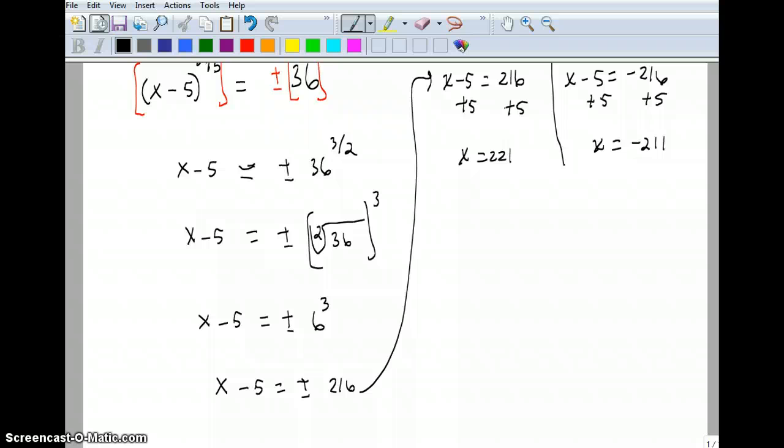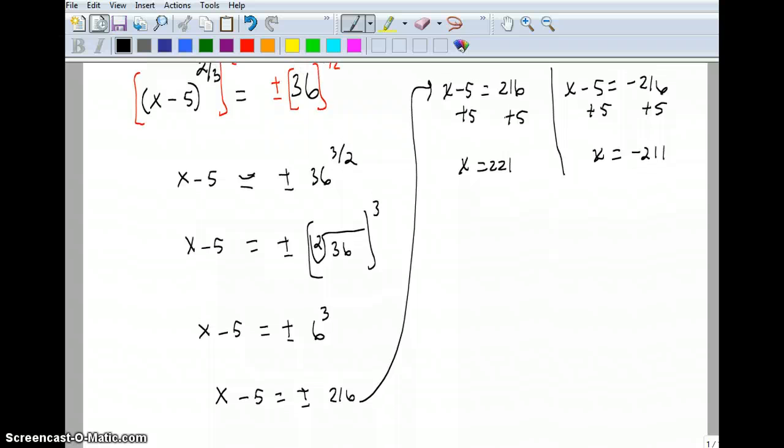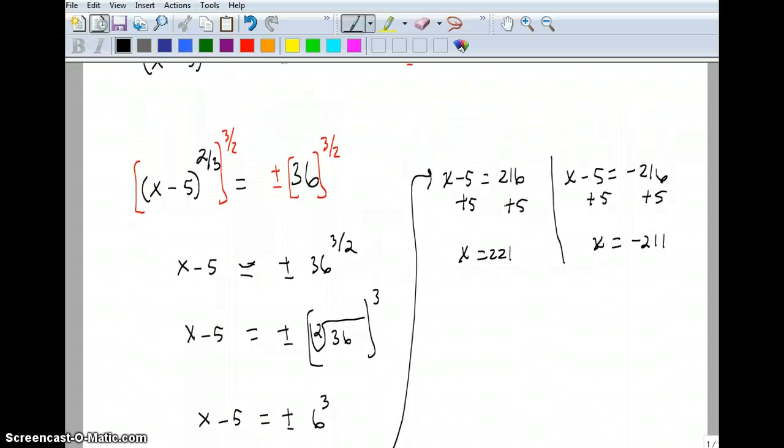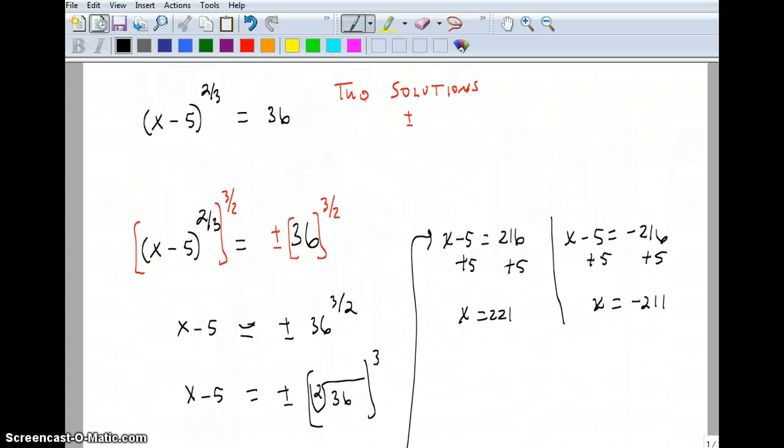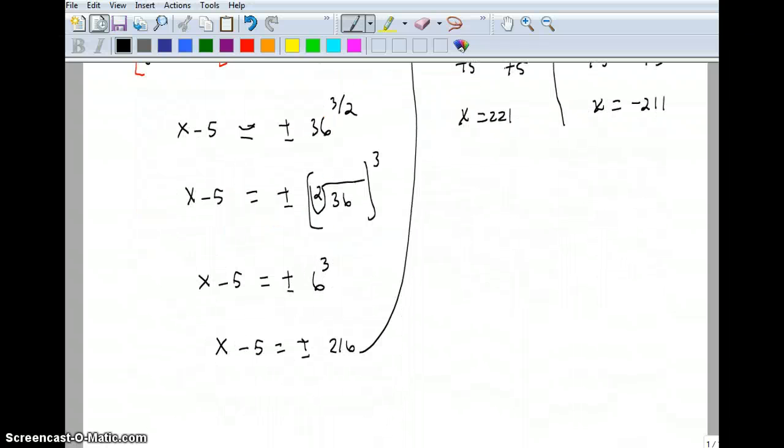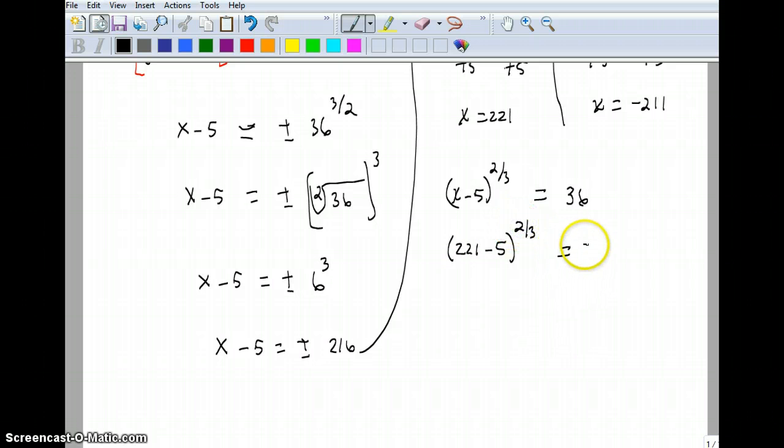We need to verify that they're not extraneous solutions. So let's plug them back into the original equation, which was x minus 5 to the 2/3 power equals 36, we hope. And when we plug in 221, if we plug in 221 minus 5 to the 2/3, does that equal 36? Well, 221 minus 5 is 216 to the 2/3.